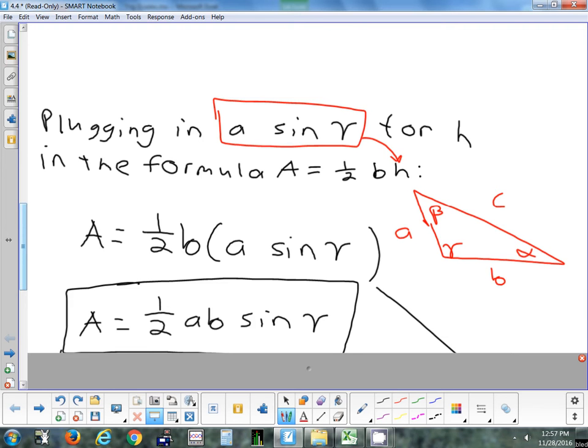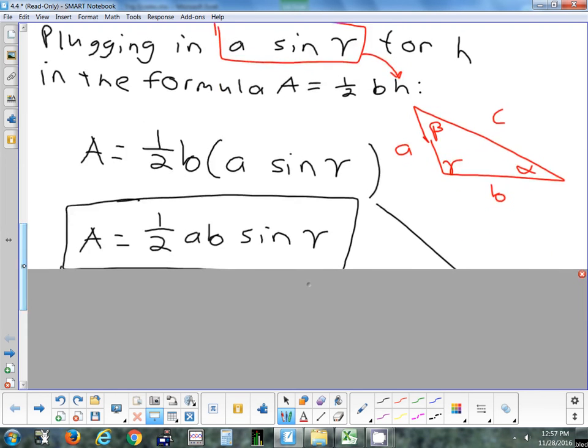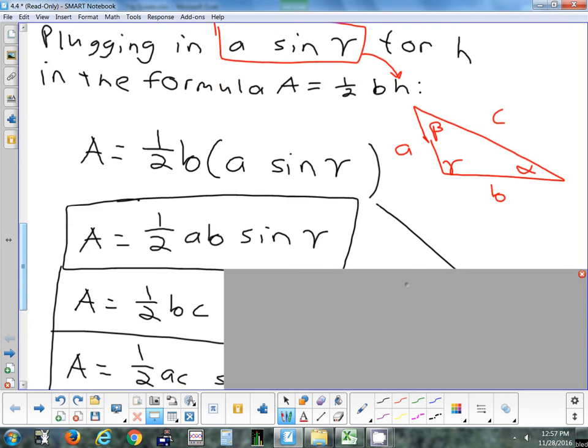Well, we don't know that it's a 90, so we don't know for sure that we have a hypotenuse here. But where is gamma in terms of sides A and B? In between. Okay, that's the key. You have two sides you're multiplying together with a 1/2, and then it's the sine of the angle in between the two sides.